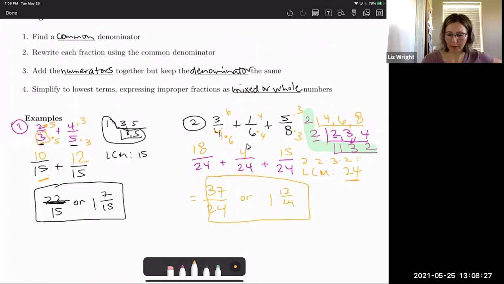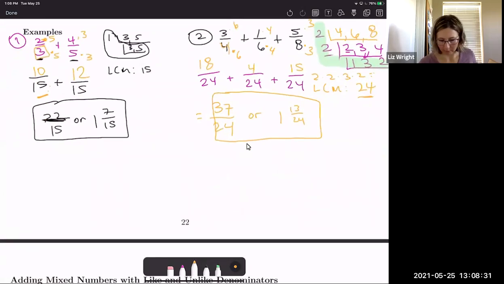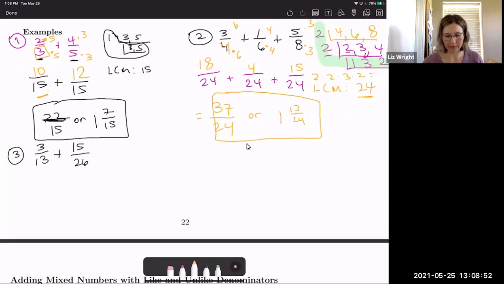And so we can circle or box that up. All right, let's try another one. So the third one we are going to try is going to be 3/13 and 15 over 26. So 3/13 and 15 over 26.